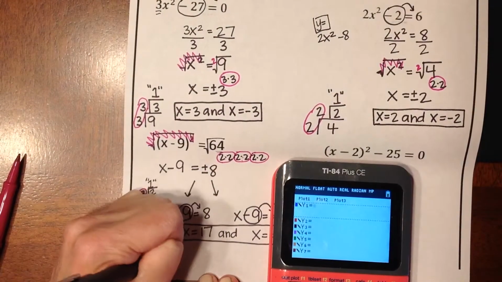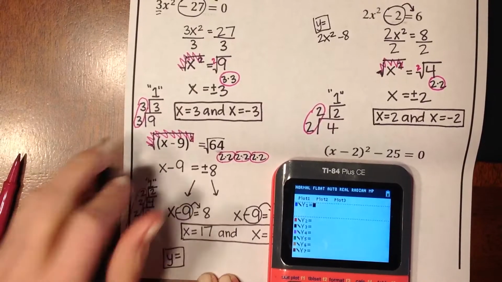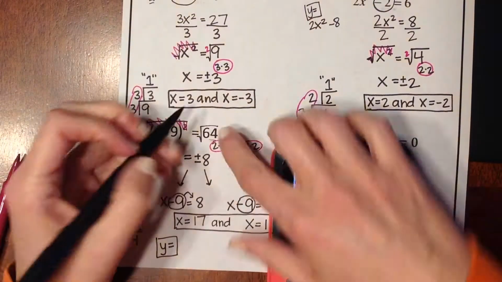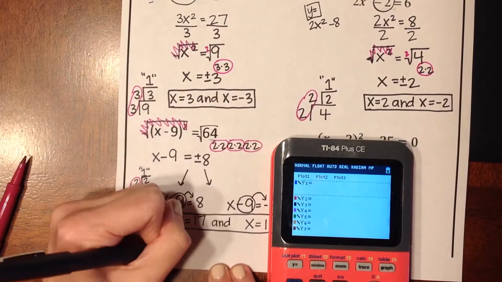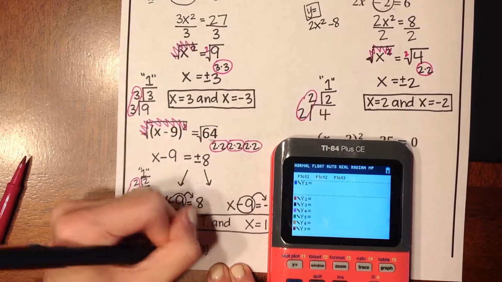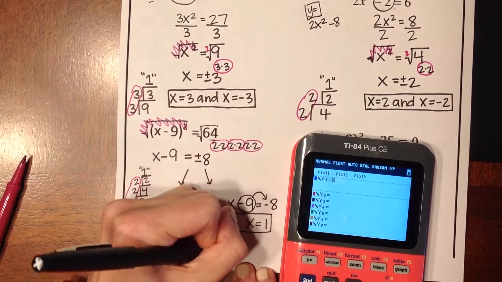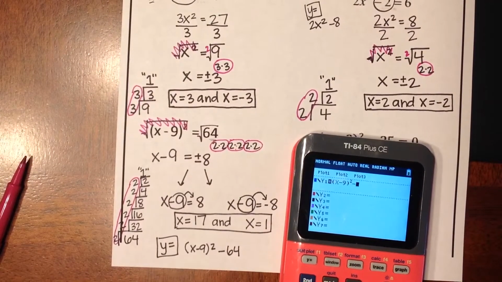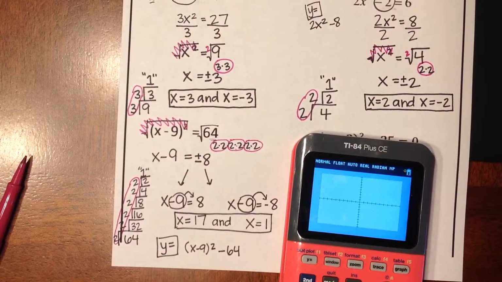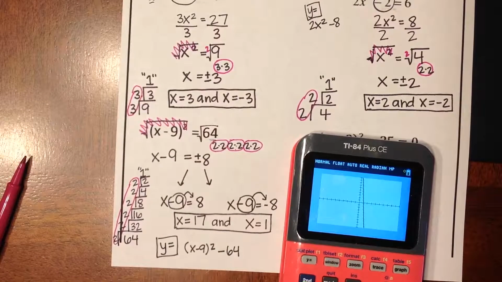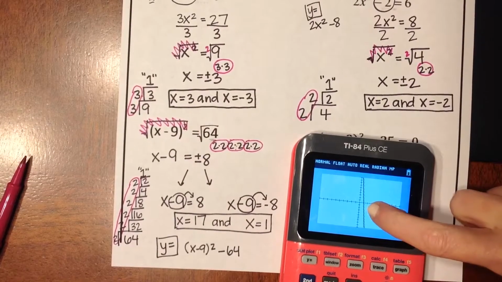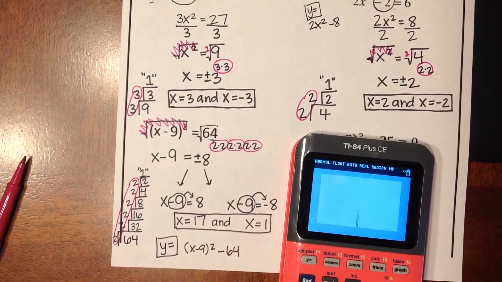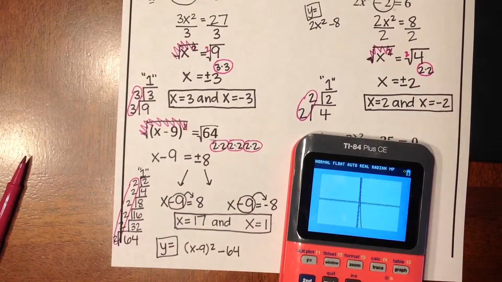Again, for it to go into y equals, I have to have all of my terms on the same side of the equal sign. So this 64 is going to have to move back over. So I'm going to have x minus 9 squared, and then I would have minus 64. And I'm going to hit graph. Now, if you don't see it cross twice, you may have to zoom out. So I see one solution here, so I'm going to zoom out because it looks like it crosses outside my viewing window. So zoom 3, enter.